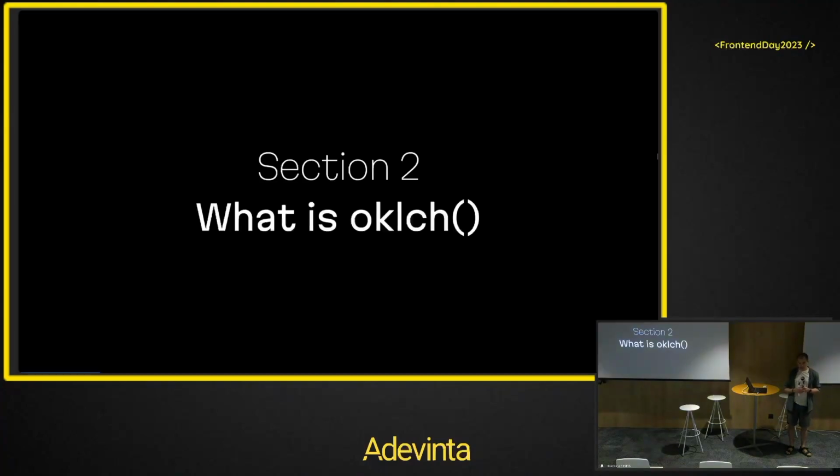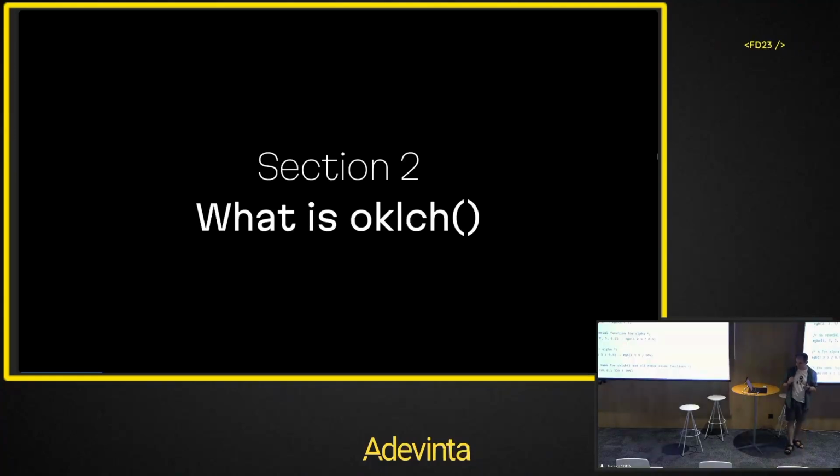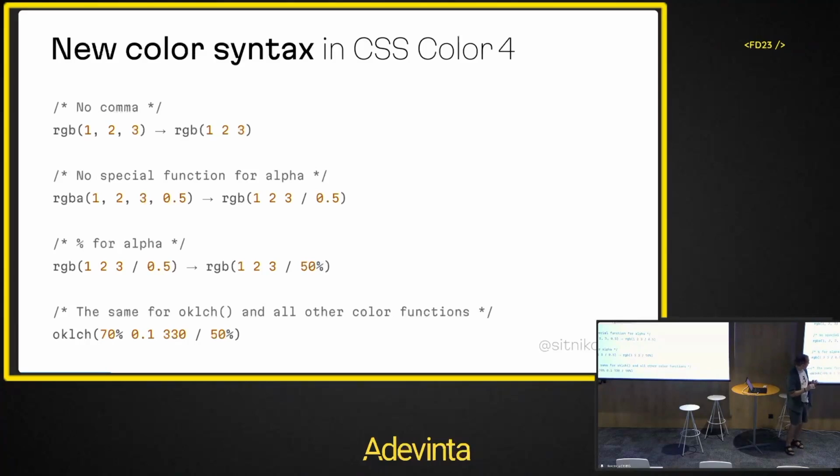Okay, so what is OKLCH, which I showed in the slide about the future of CSS? But first, let's start from the syntax. In CSS Colors 4, they also define a new syntax for all color functions, for RGB, for HSL, for all the functions which we already use. First, in new CSS, we don't need to put a comma anymore. We can use just a space.